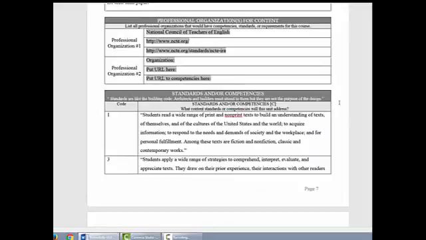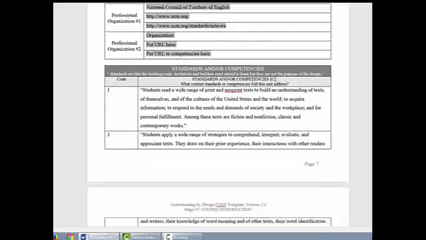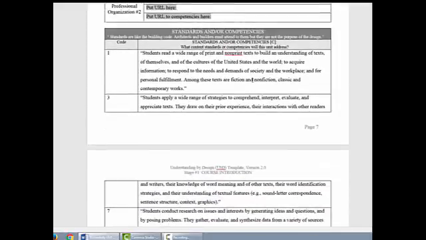Next, it is important to tie your unit design to professional standards and competencies defined by an organization in your field. In my case, this is the National Council of Teachers of English. Identify appropriate standards that connect to your unit and indicate the codes and exact language here. So to the left we have the code, and here we have word for word the standards and competencies.